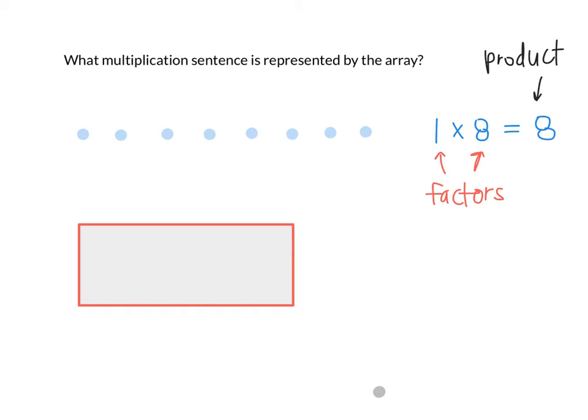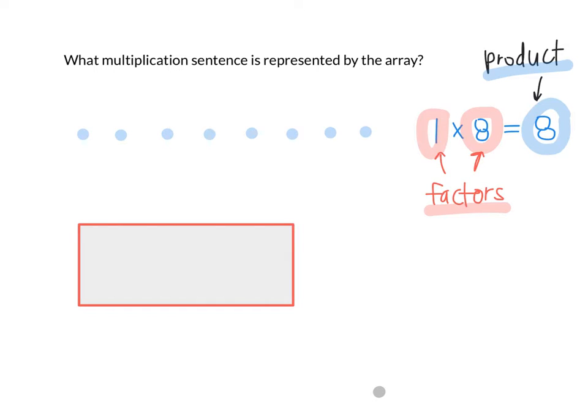You can see I have an array in blue there. Yes? Okay, how many rows are there going up and down? Everyone? 1. How many columns are there going side to side? 8. So this array right here shows the multiplication sentence. 1 times 8 equals how many dots are there all together? 8. What I do want you to write down in your notebook is the multiplication sentence. 1 times 8 equals 8. And I want you to remember that the first two numbers, the 1 and the 8, the two that are being multiplied, are called factors. And the answer to a multiplication is called the product. Make sure you label it.